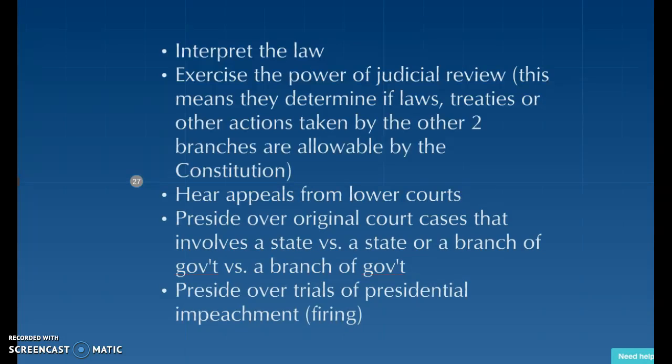And impeachment is just a nice way of saying being fired. So if ever we're trying to impeach a president, or if ever legislation decides that they want to go through and impeach our president, the judicial branch and the Supreme Court would be the ones that would finally give the result of that.